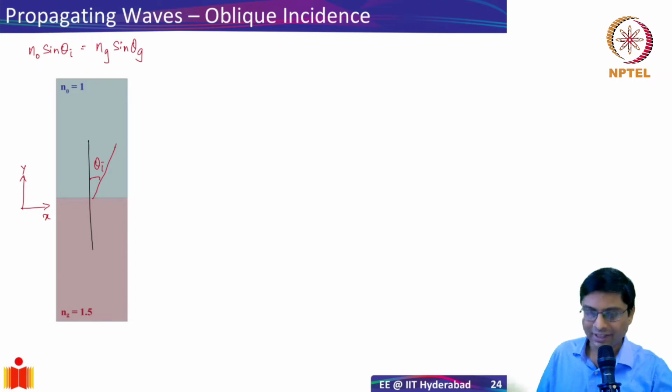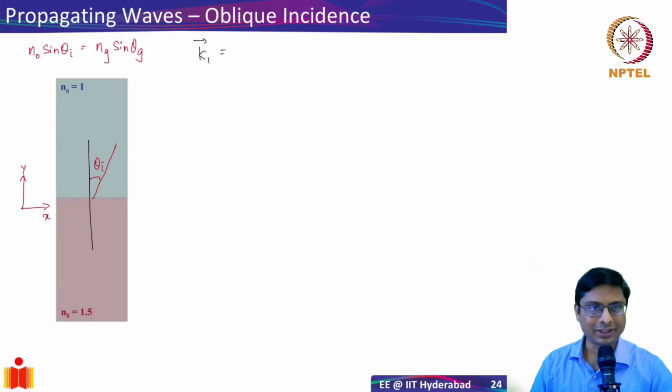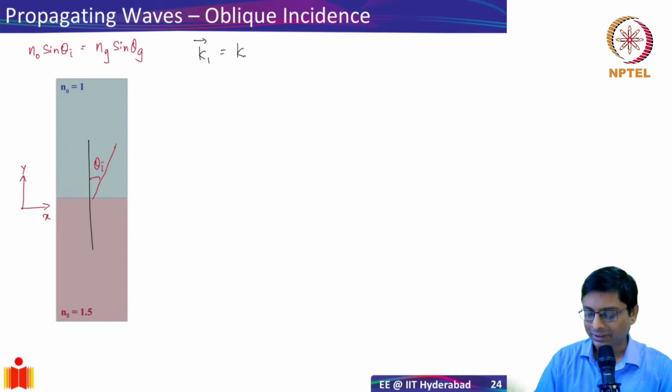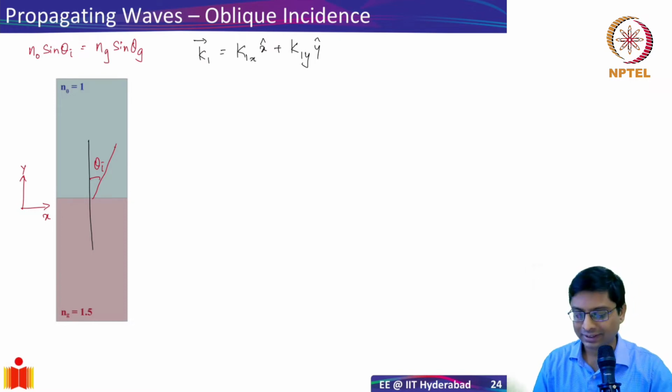So now, if I have this axis consisting of x and y, what will be my k vector in the first medium? Let me call this k1, and it should be a vector. In this case, I'm going in the negative x and negative y direction. Let me hide all the directions in the constants and simply call it k1x x cap plus k1y y cap. Y cap and x cap denote the unit vectors, and k1x and k1y are some numbers.